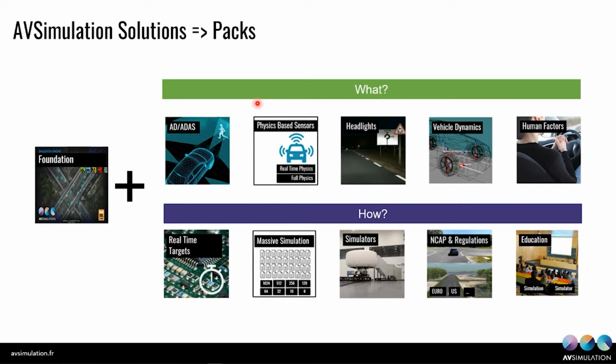So the packs are in two parts: what you want to do. So for instance, you will want to simulate ADAS systems or headlight systems. You want to do vehicle dynamics or human factors, or you want to do several of them. It's not exclusive. And how you want to do it. So, for instance, you want to do HIL, you'll connect to real-time targets, you will do massive simulation, or you will use a simulator, etc.